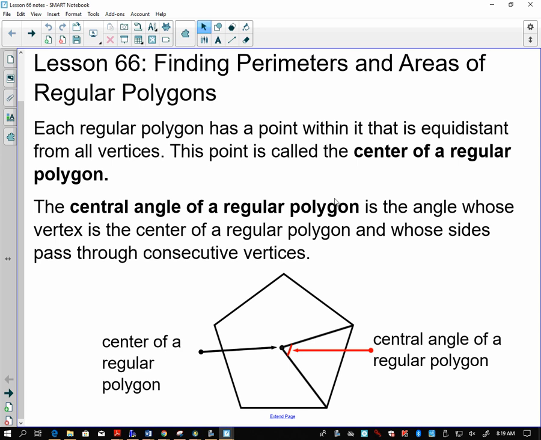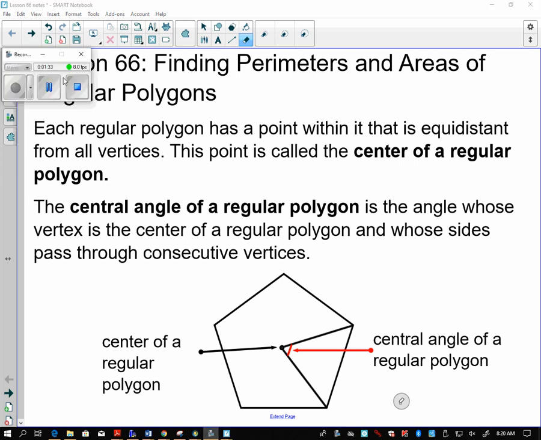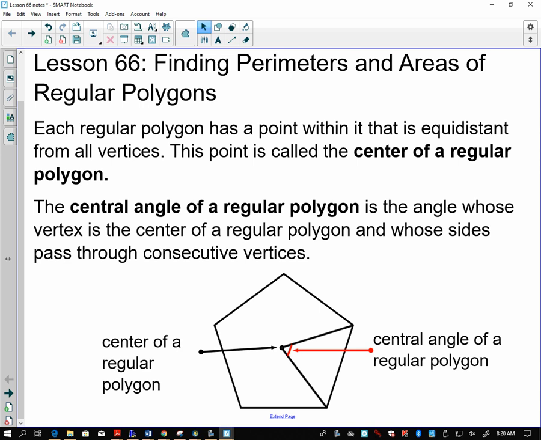The central angle of a polygon is the angle whose vertex is the center of a regular polygon and whose sides pass through consecutive vertices. Consecutive vertices are vertices that are, now I have to fix this. Let me pause this and get this calibrated. Okay. So consecutive angles here are angles that share a common side. That's why we're seeing these lines drawn back. These are consecutive angles here and here.